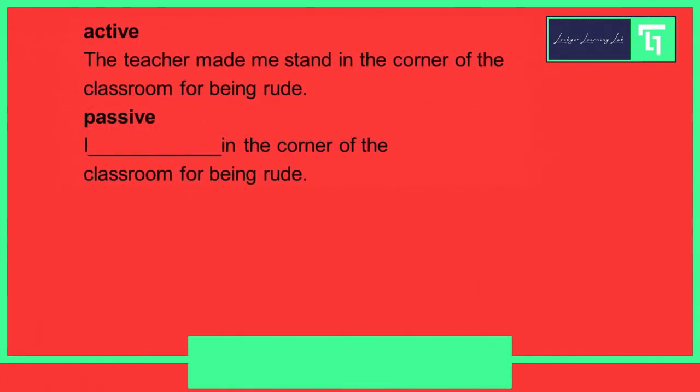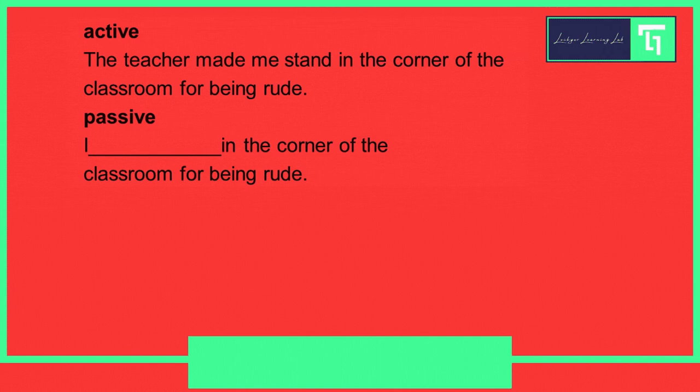Just be careful because there is a little thing to remember between active and passive sentences which use make or made, the present or the past. The teacher made me stand in the corner of the room for being rude. So I was a bad pupil and she gave me a punishment. She made me stand. She forced me to stand in the corner of the room.